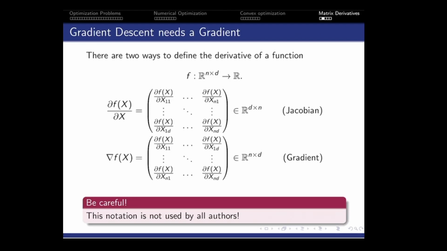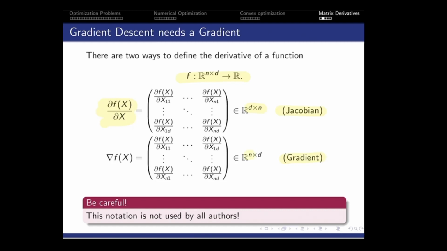So gradient descent needs a gradient. And if we want to define the derivative of a function which maps a matrix to a real value, then we can do this in two ways. The first way is here denoted as the Jacobian, and the second way is denoted as the gradient. The Jacobian is the transpose of the gradient and vice versa. The Jacobian maps here the n times d dimensional matrix to a d times n dimensional matrix. So you see here that the dimensionality of the input space of f is swapped.